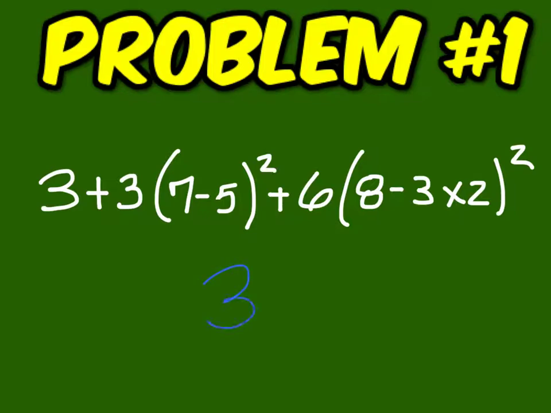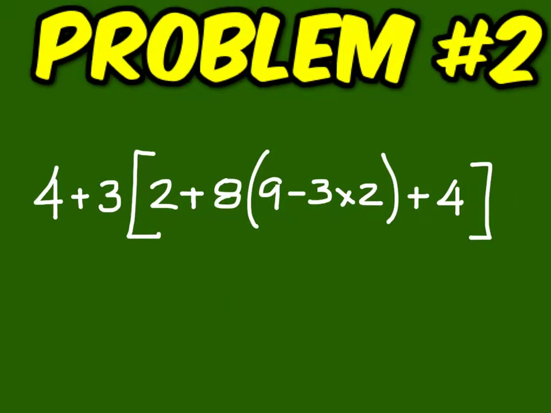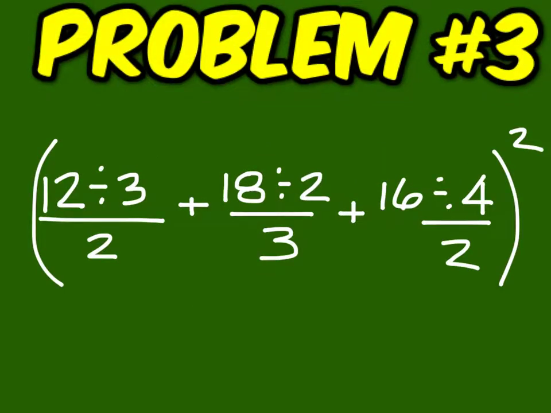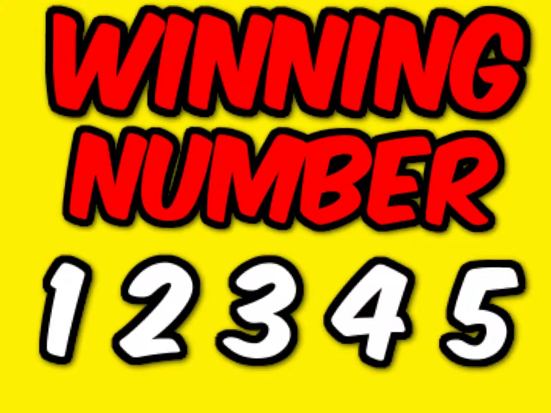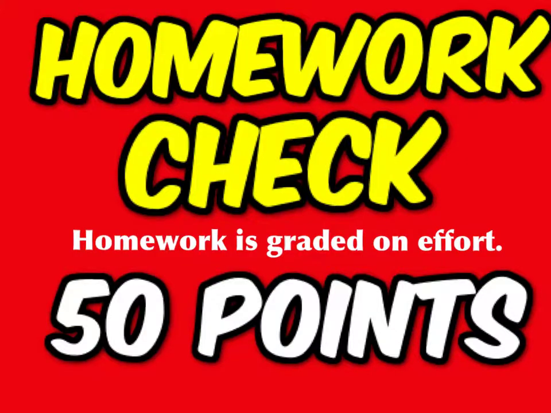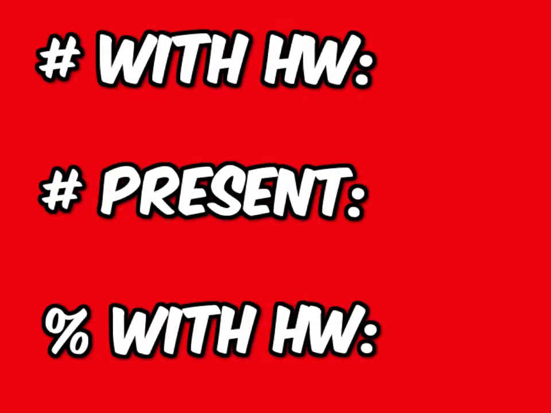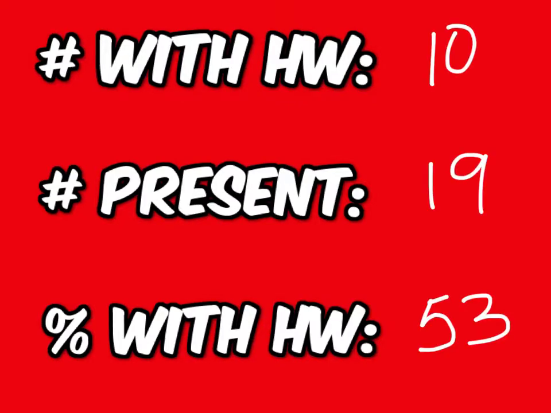The answer on this one is 39. The answer on that one should be 94. The answer to this one should be 49. The winning number today should be 1. Ten out of 19 with homework, 53%.